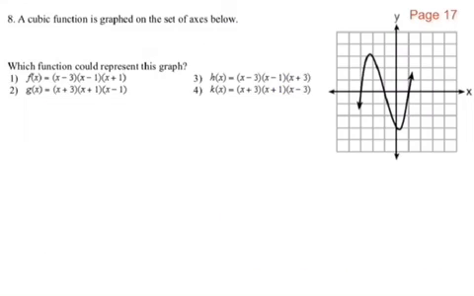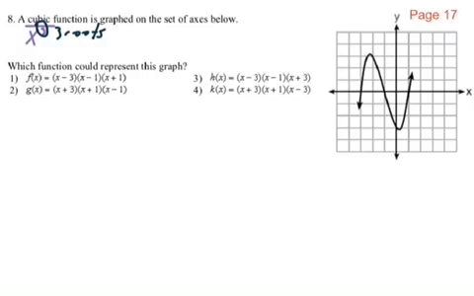If you look at question number 8, they're talking about a cubic. Cubic means that it's going to be x to the 3rd power. When you have something to the 3rd power, that means that it could possibly have up to 3 roots or 3 places where the graph would be touching the x-axis. So for this question, they want to know which one of these equations could represent the graph.